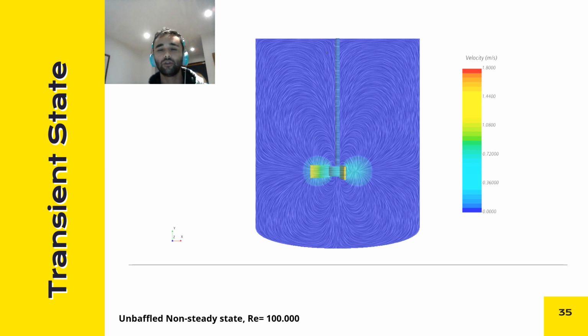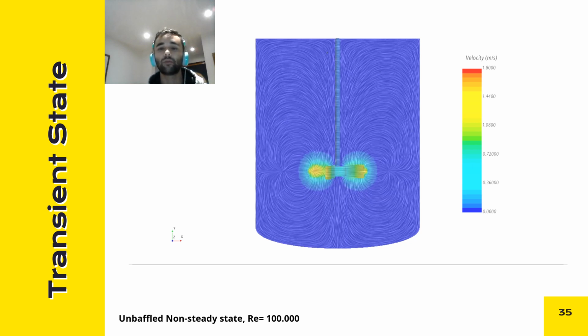This animation shows the vector velocity of the fluid when agitated in an unbaffled tank. It represents the flow according to theory. It can be perfectly observed the radial flow that corresponds to this impeller. As time passes by, the magnitude of the velocity of the fluid near the impeller increases.